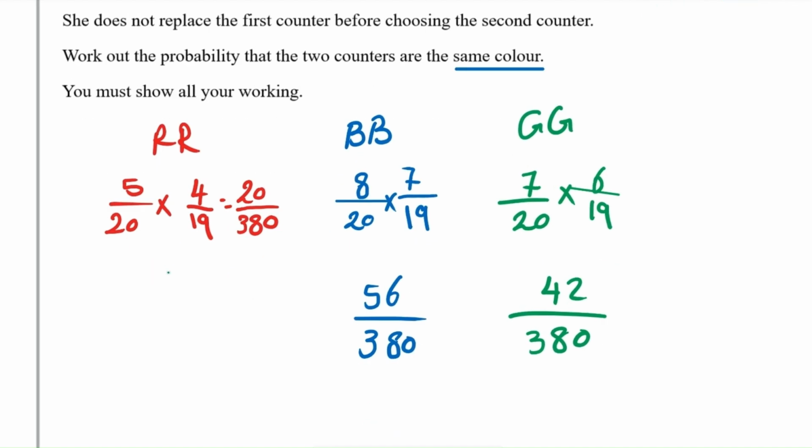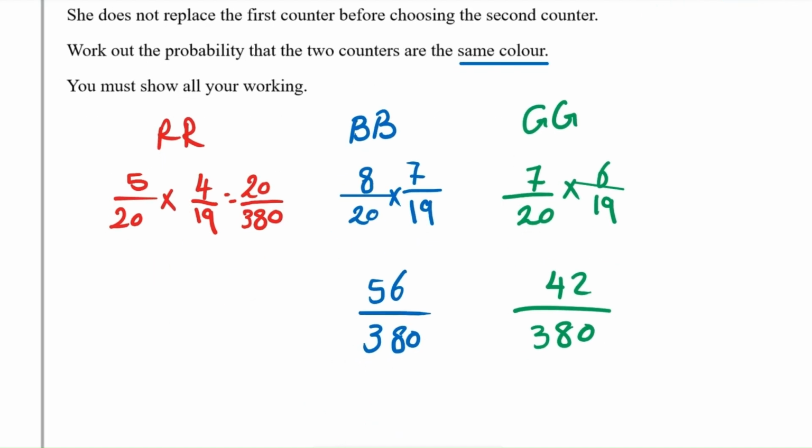So now we have all the probabilities for each: red, blue, and green. Let's write red here as 6 over 380. But before we carry on, I would like to point out something some students ask here. Why did I write times here?